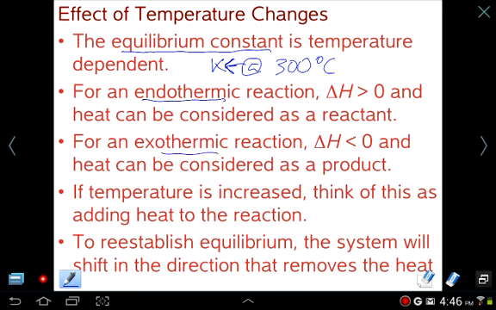Recall that if delta H, the change in heat, is positive or above zero, we call this an endothermic change. If it's negative, below zero, that means heat is released. So the way to help visualize the effect that temperature will have on equilibrium systems is to think of temperature as a product or a reactant. Anytime we increase the temperature, think of adding heat to the reaction. And then to reestablish that equilibrium, the system will shift in the direction that removes the heat. And we'll show you an example of this here.